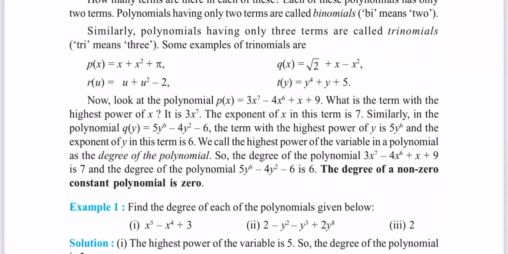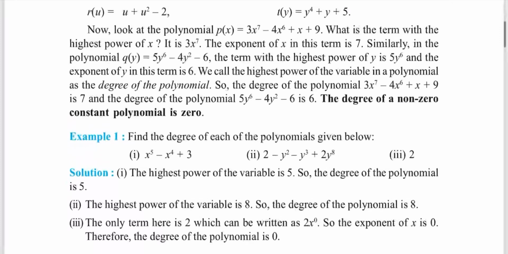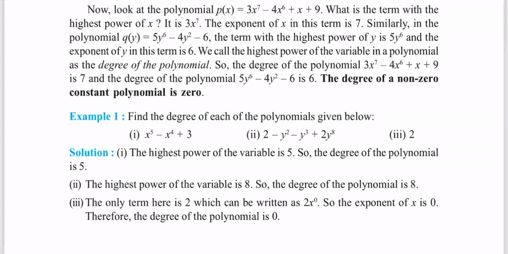So we have to solve some examples. Find the degree of each of the polynomials given below. First one, x raised to 5 minus x raised to 4 plus 3. Solution. The highest power of the variable is 5. So the degree of the polynomial is 5.